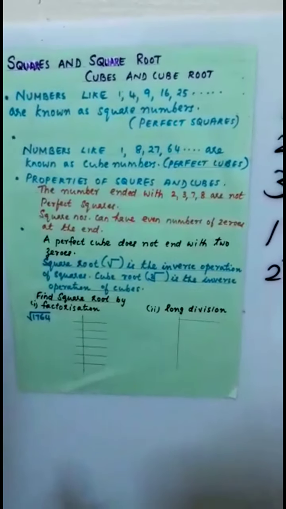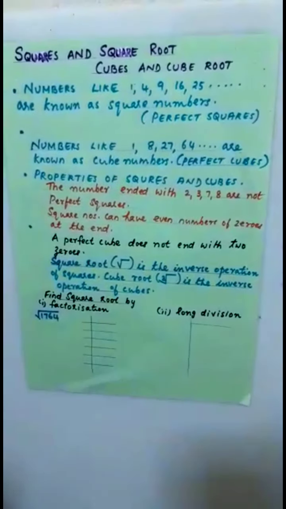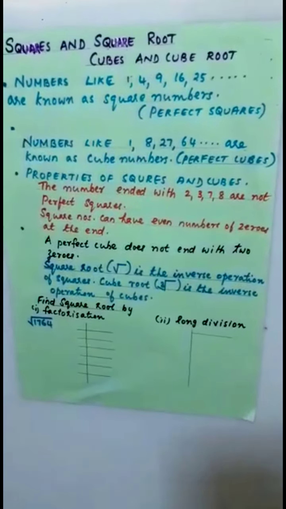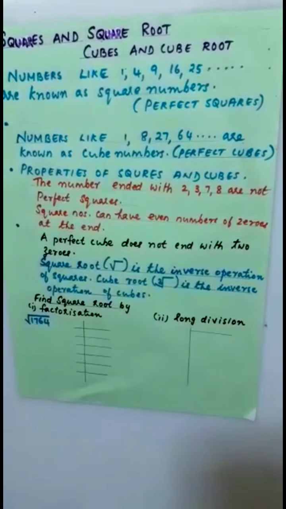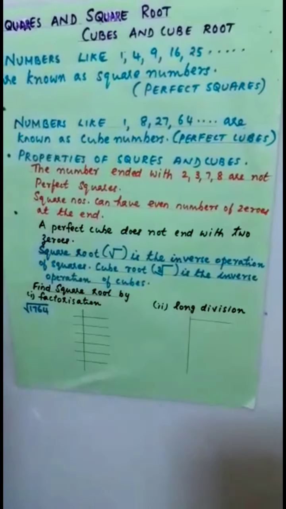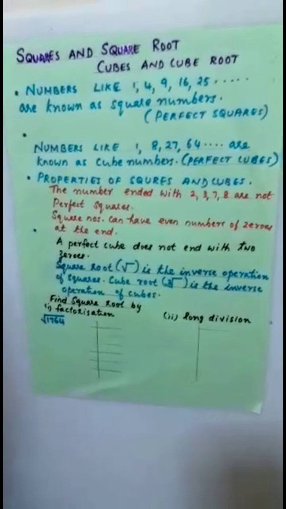One of the properties of cube numbers is that the number of zeros at the end will not be an even number, it will be a multiple of 3. So we have now learned perfect squares and their properties.